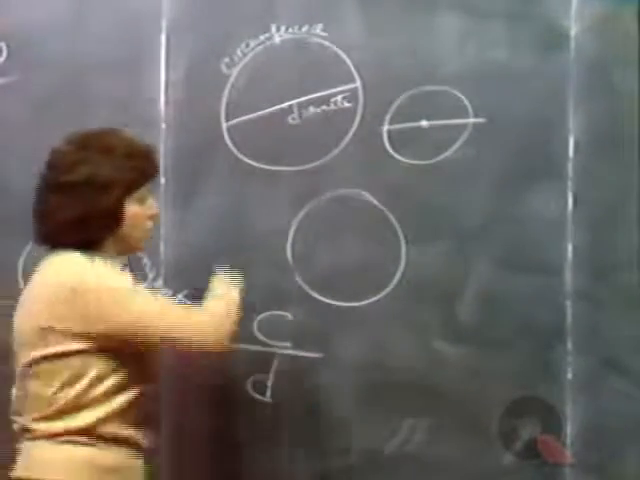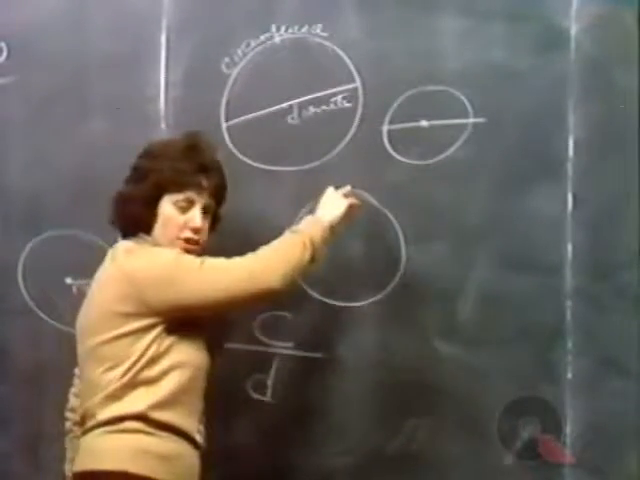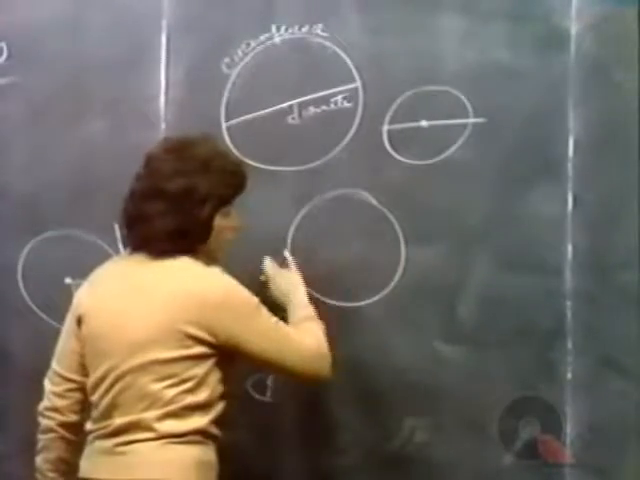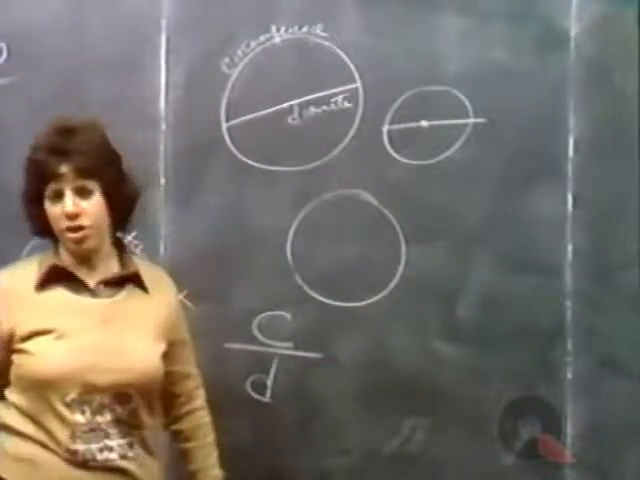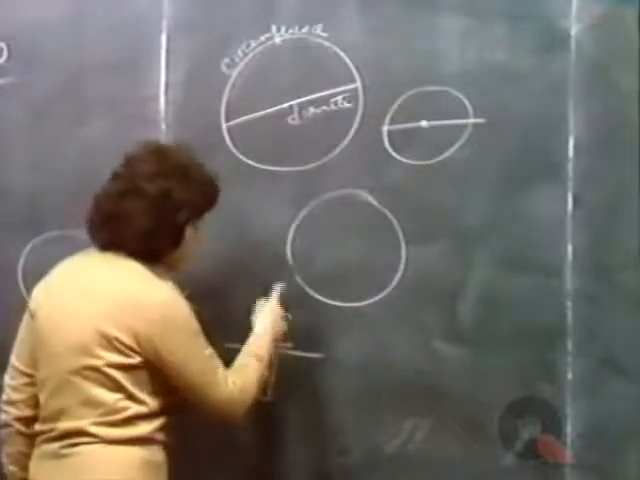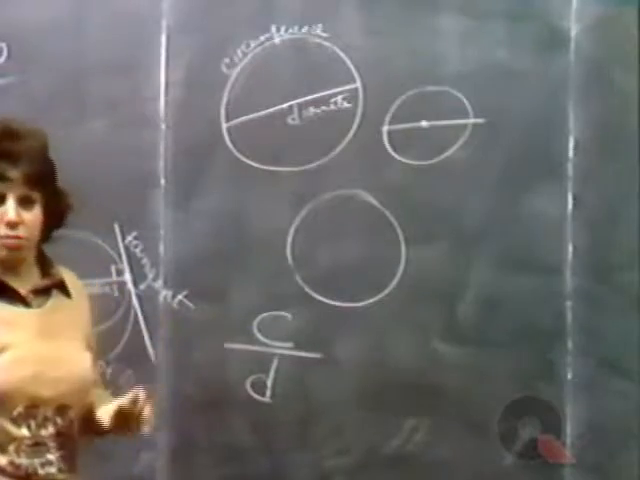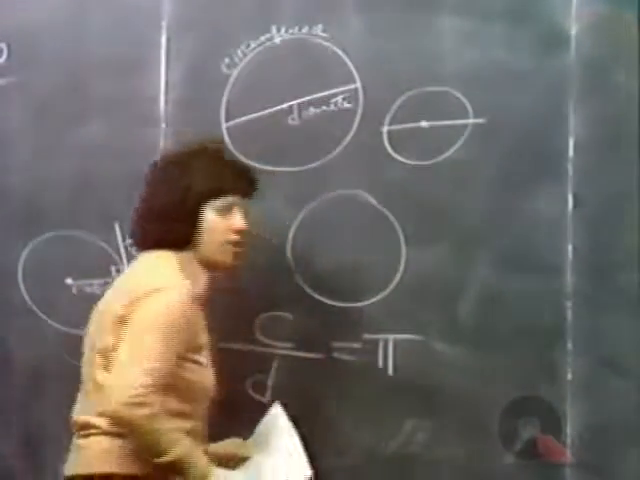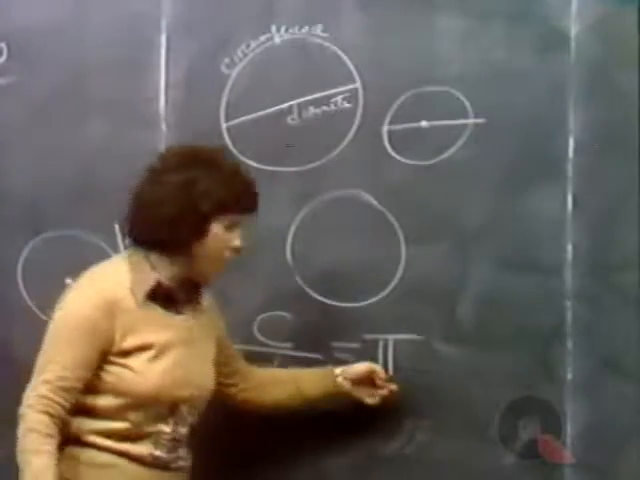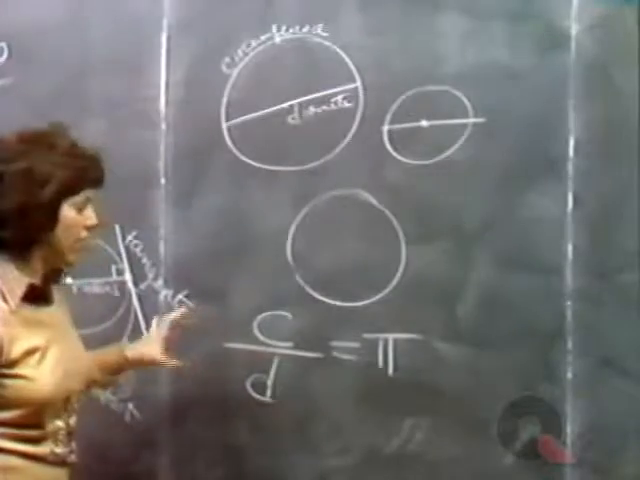You can imagine you have a hoop. You measure the distance around the hoop, that's the circumference. You go across and measure the diameter. That quotient is the same regardless of the size of the hoop. Since this number came up a lot, it was given a special symbol, the Greek letter pi, which represents the circumference of a circle divided by the diameter.